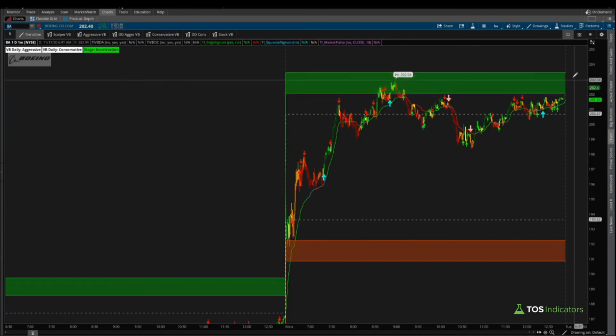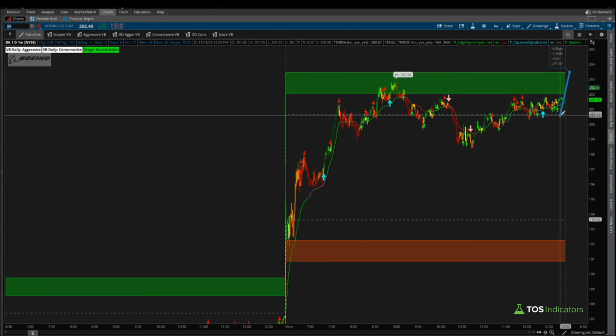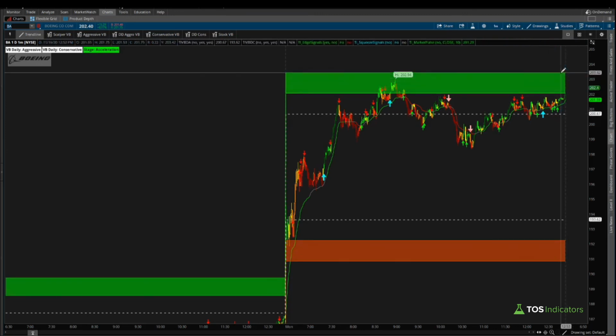But at the very least right here, you'd be looking at Boeing to try and give you at least a follow through of right around 1.4, 1.5% in the bullish direction based off of tomorrow's open if we open above 203.43.